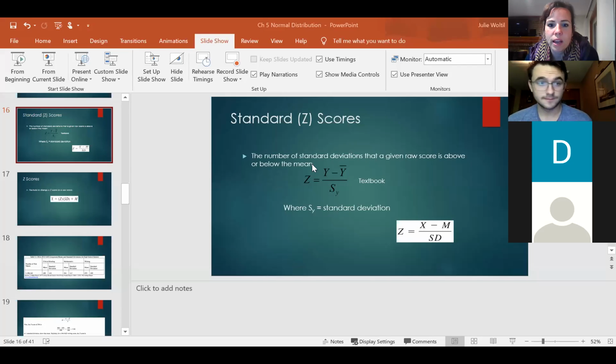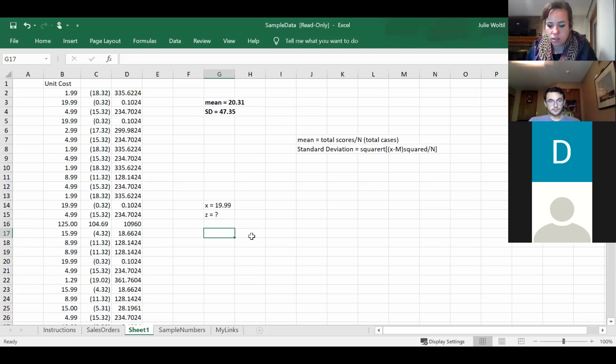Okay, this is the formula. A z-score equals any given number, x, for instance, minus the mean, divided by the standard deviation. Let's go back to our Excel spreadsheet now that we know it. So z equals x minus the mean, divided by standard deviation.